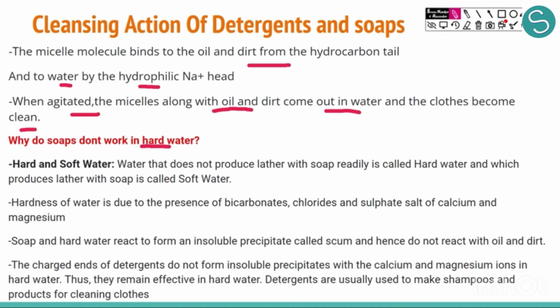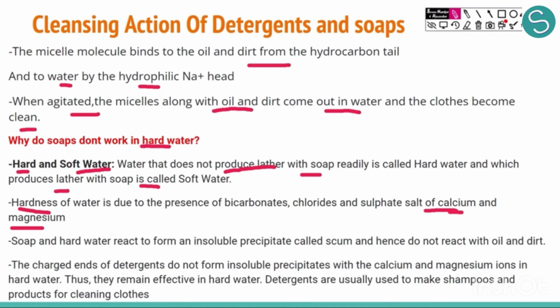Now, what is hard water? We have two types of water: soft water and hard water. Hard water is the water which has calcium and magnesium ions in it, and thus does not produce lather with the soap, whereas soft water produces lather with the soap easily. This means that hard water does not work with soap properly, but soft water works with soap properly. Why? What is the reason for the hardness? The reason is the calcium and magnesium salts which are present in the hard water.